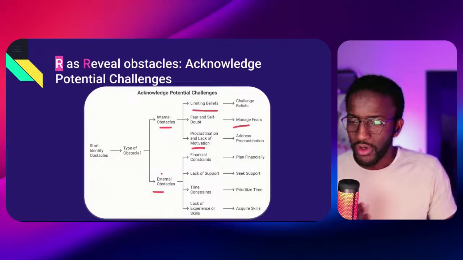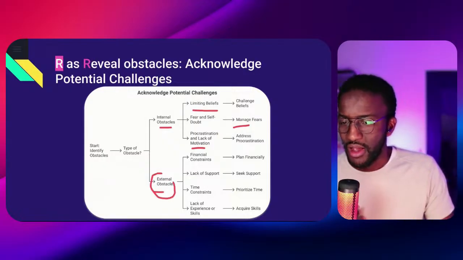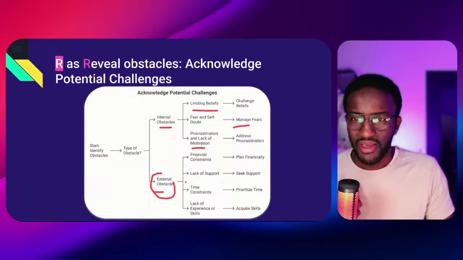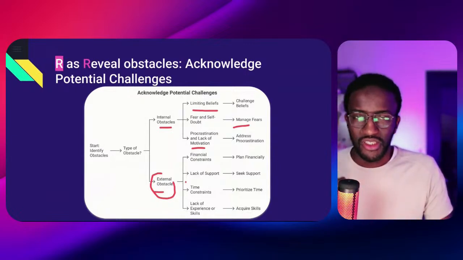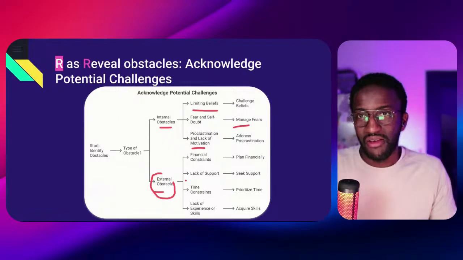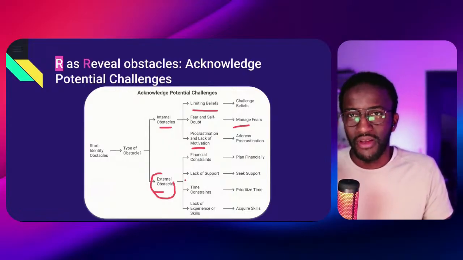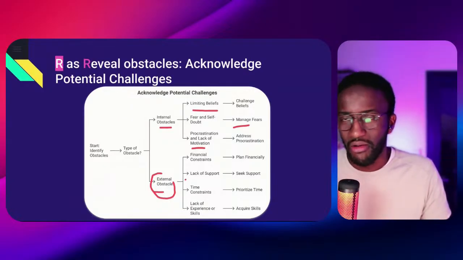Then, if we come to external obstacles, maybe it's financial constraints, meaning that, okay, if you want to change career, you will have a dip in your income, because you are in a 9 to 5 where you are receiving a steady, regular income.